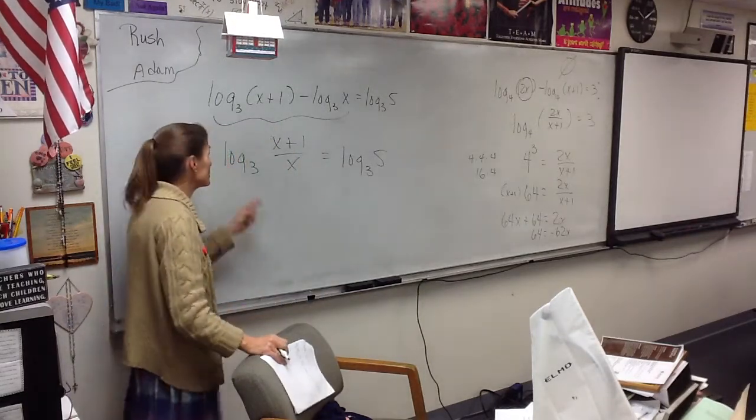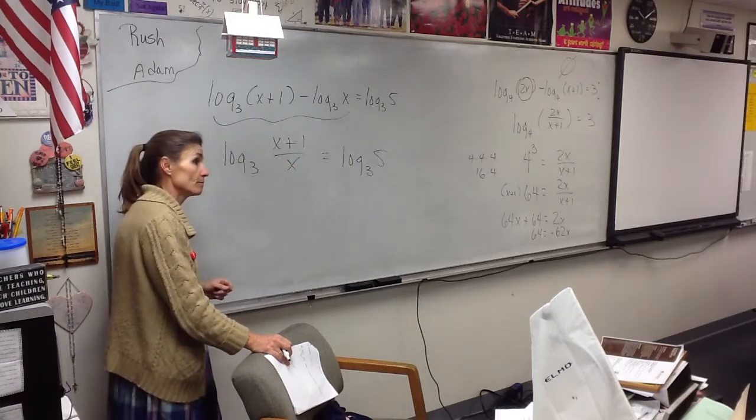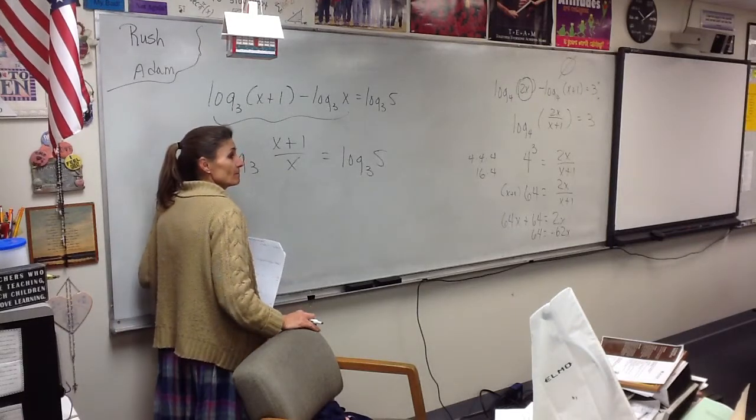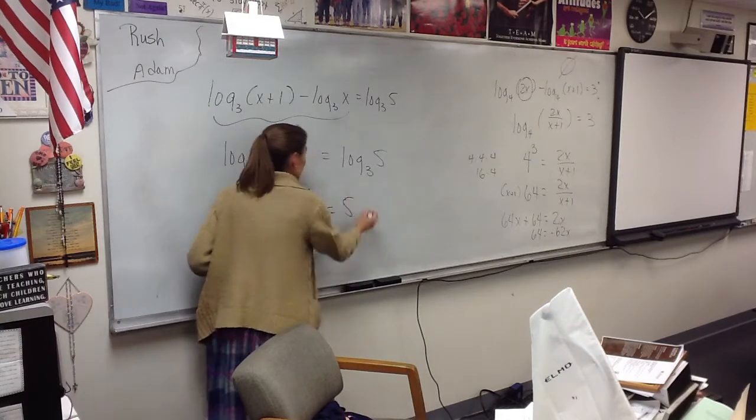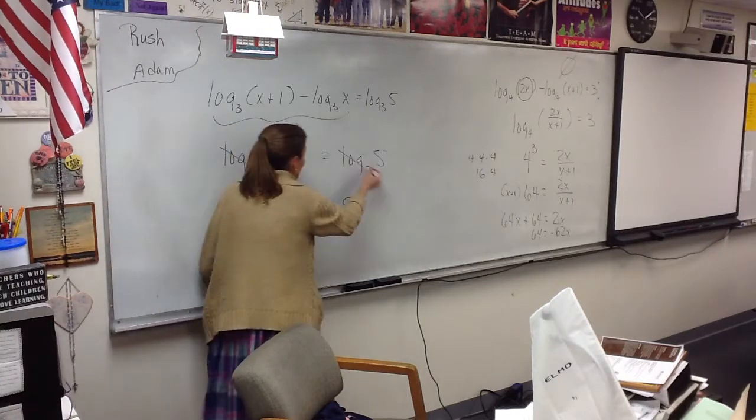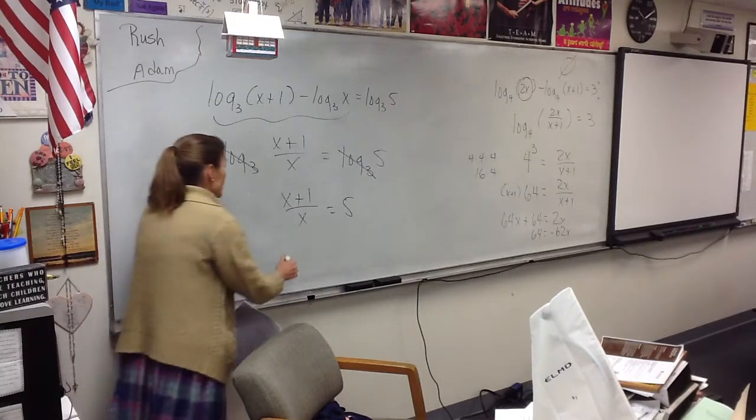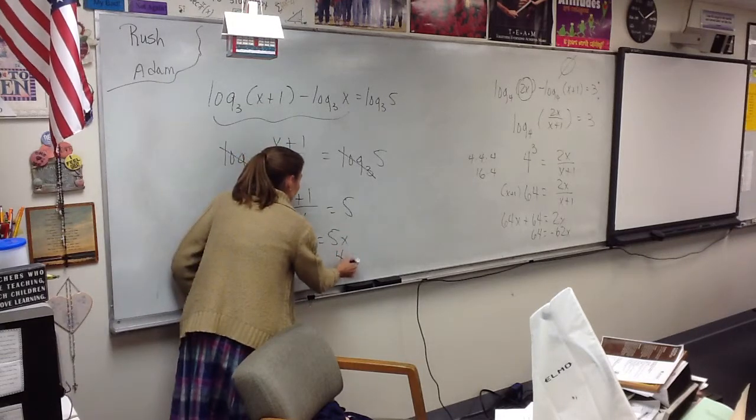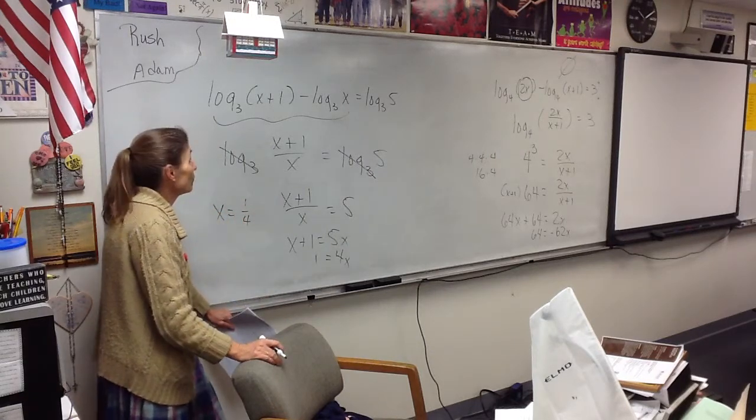Taylor, what do I do when I got a logarithm on both sides? Drop them out. Very good. You had help, didn't you? x plus 1 over x equals 5. These get dropped out, remember? So x plus 1 equals 5x. 4x equals 1, and it looks like x equals 1/4.